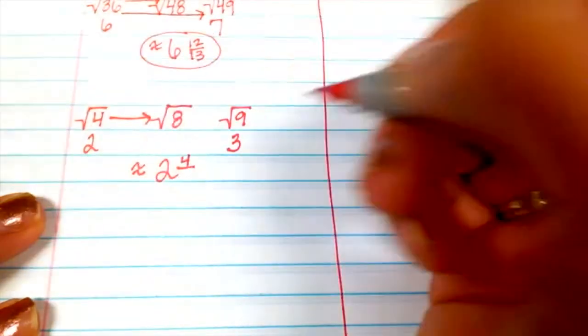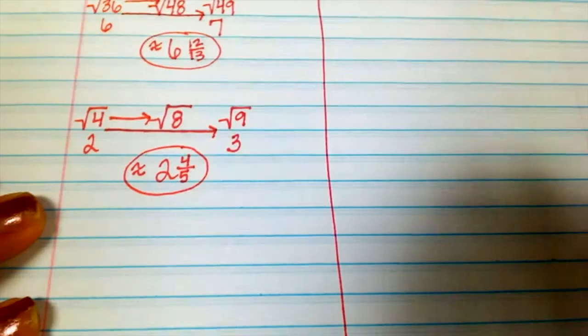The square root of 4. What is the square root of 4? 2. So this must be a 3. What is 3 squared? 9. Okay, so this is approximately 2, and then we need a fraction. So how far is 4 from 8? 4. That's your numerator. How far is 4 from 9? 5. That's your denominator. There you go.